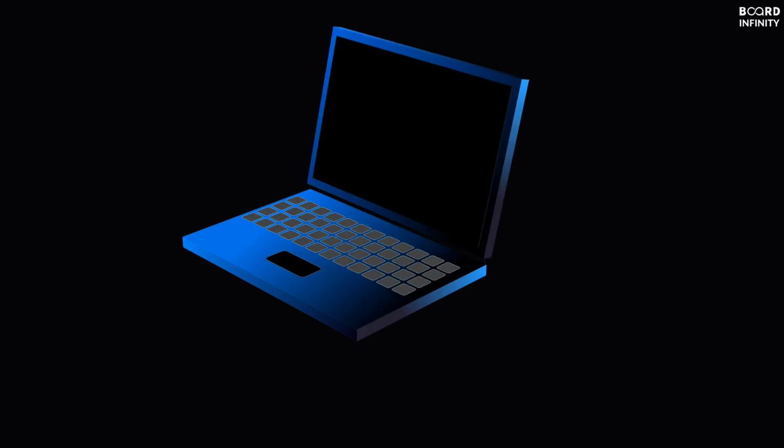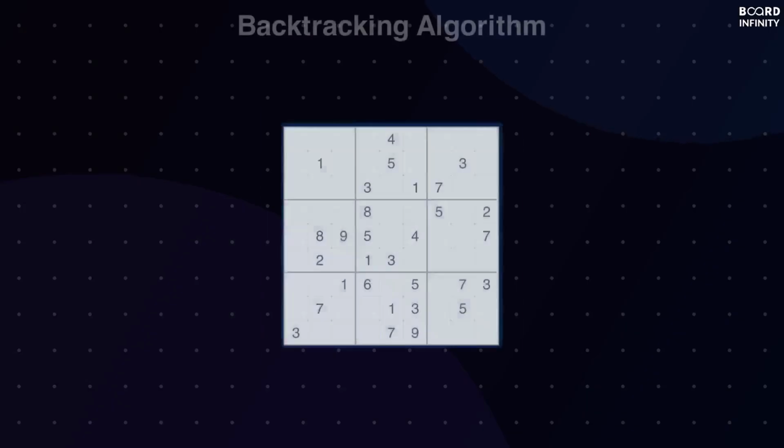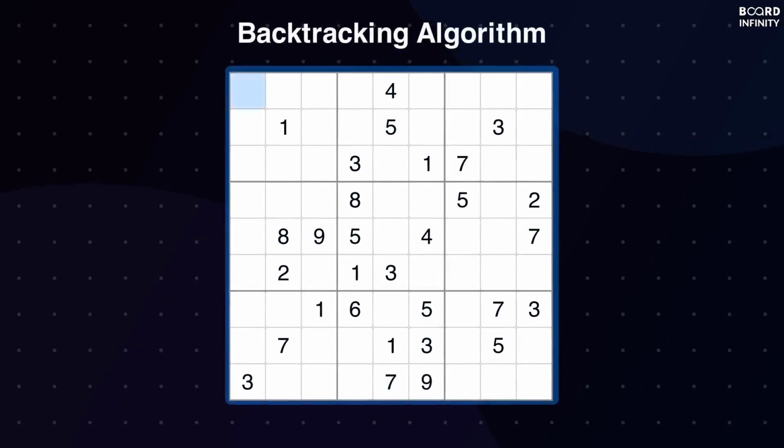Let's understand how computers solve Sudoku and mazes with backtracking. Imagine a Sudoku puzzle. You pick an empty cell and try the number 5. You check the row, the column, the 3x3 box. No conflicts, so you move to the next cell.